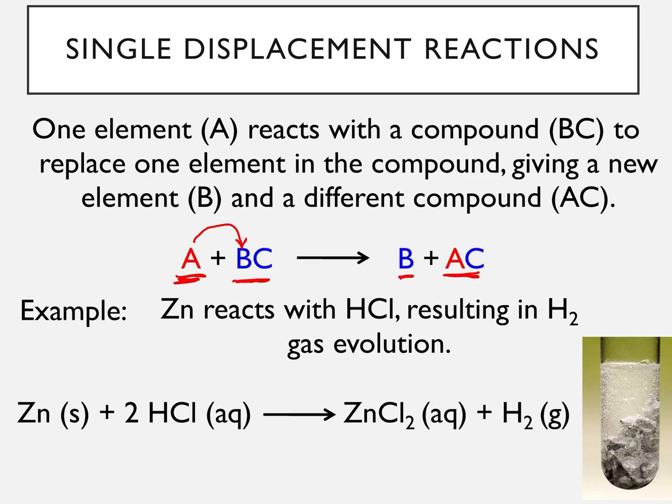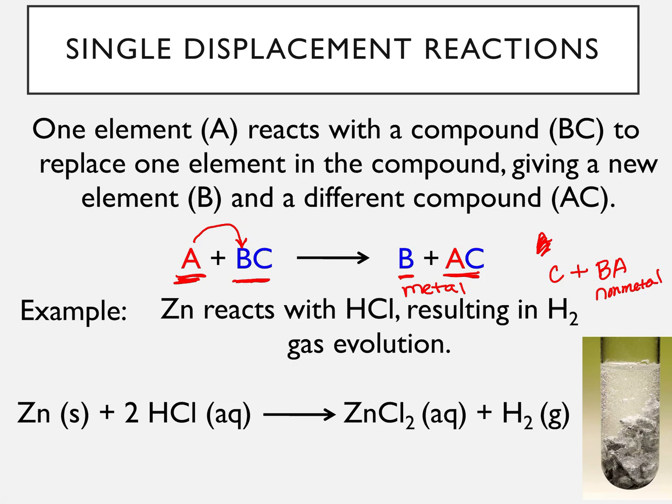So if A is a metal, then it will kick out the other metal. If A is a non-metal, it will kick out the non-metal. So it could kick out C, right? So if this was a metal, this would be how this ends up. If A was a non-metal, then we would end up with this. If A was a non-metal. Okay? So it's just going to kick out whichever one it is.